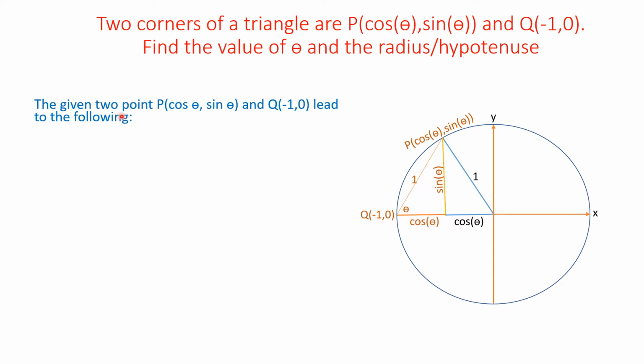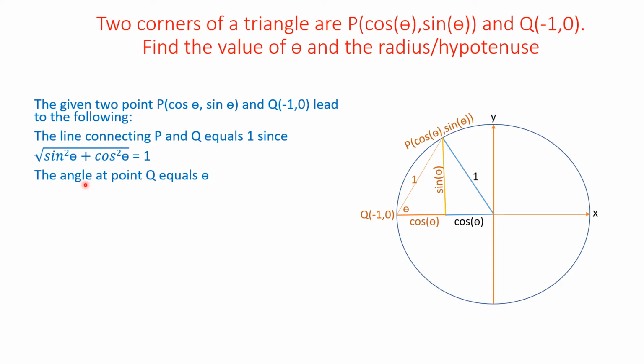Now, the 2 points P and Q lead us to the following conclusions. Number one, the line connecting P and Q equals 1. The reason being the following: the square root of sine square theta plus cosine square theta equals 1. Sure enough, the length of the hypotenuse is the adjacent squared plus the opposite squared, and then we take the square root of the sum, and that will give us 1, which is right there.